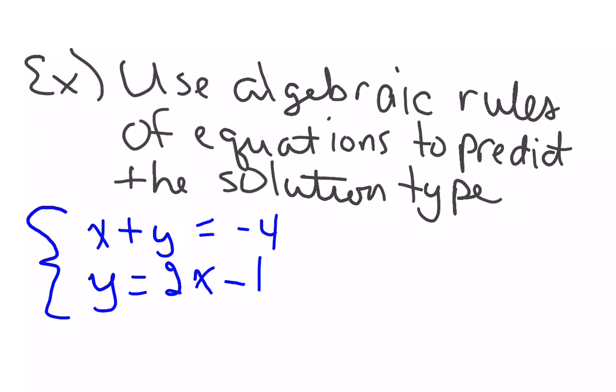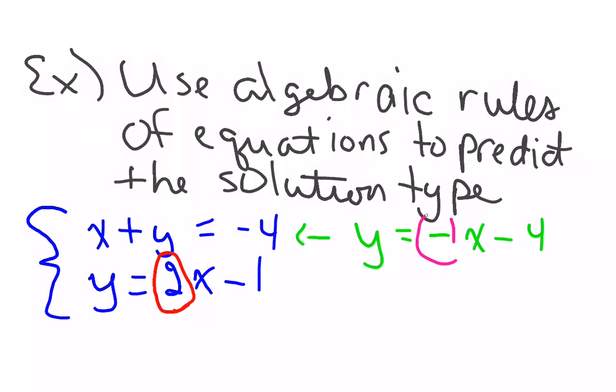So in order to do that, we need to get them both into y equals. The second one is there, so we know that the slope of this one is 2. But we need to solve this one to be y equals. So we're going to subtract x from both sides. So we have y equals negative x minus 4. And anytime there is a negative, remember we can put a 1 there. And so its slope is negative 1.